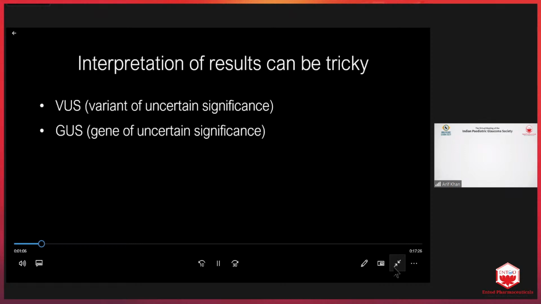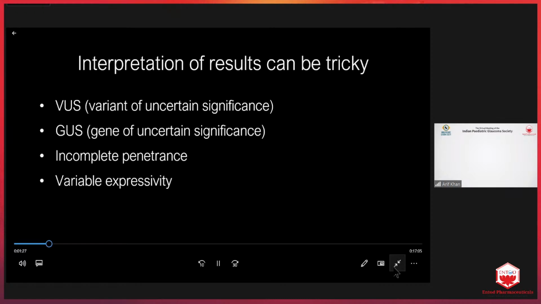We can uncover variants of uncertain significance and more genes of uncertain significance when we're doing these whole genome analyses. The potential for incomplete penetrance or variable expressivity means that sometimes we have pathogenic variants in a gene in an individual, but that individual does not seem to show the disease that is running in the family.